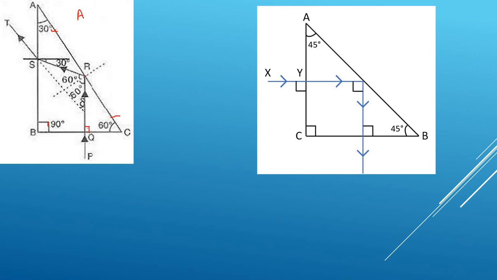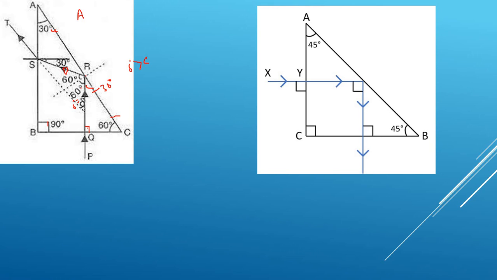If this is the 60, this is the 90, this will be your 30 degree. And obviously it will be your 60 degree. Now if I ask you, is the angle of incidence more than the critical angle or less than that? You will say more than it. So what will happen to this ray? It will go total internal reflection. If it is 60 degree, this will reflect back at 60 degree.